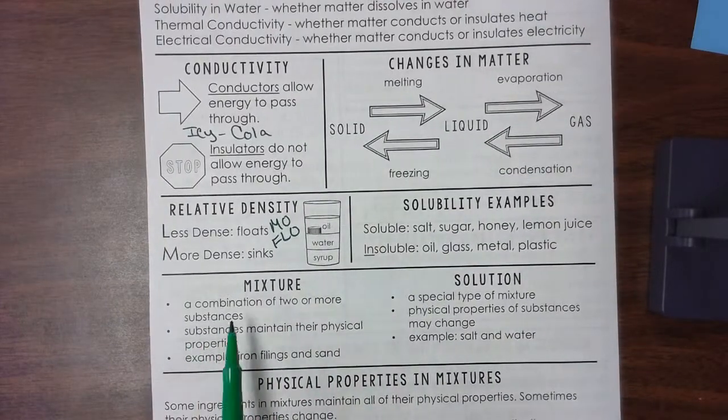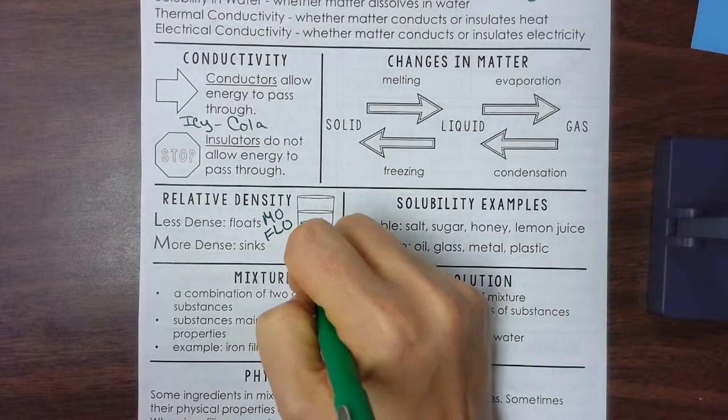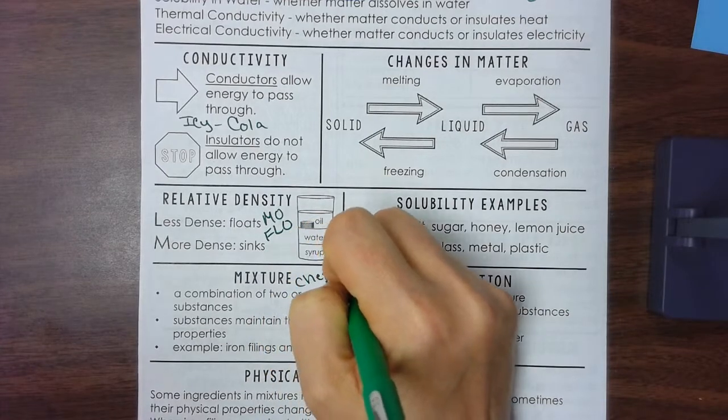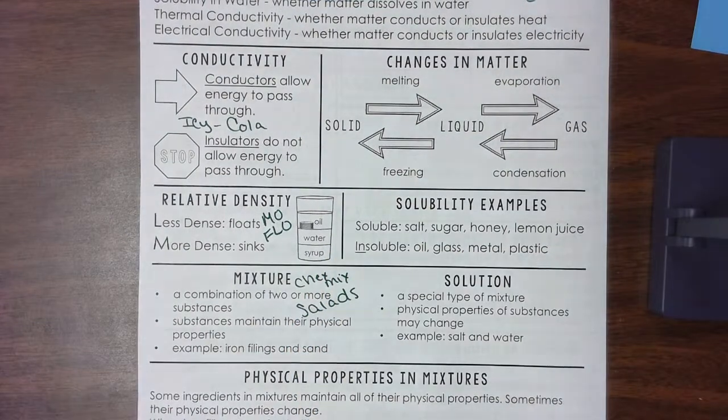Mixtures and solutions. A mixture is anything that is a combination of 2 or more substances. Okay. How about Chex Mix? What else? Salads. Okay. And then I challenge you to find one other thing and write it down. All right. An example they gave you here is iron filings and sand. Can you separate those two easily? Yes. What do you need to use? A magnet. Exactly. All right.